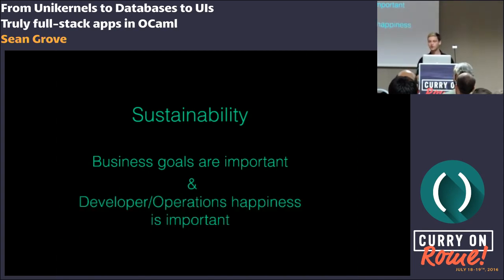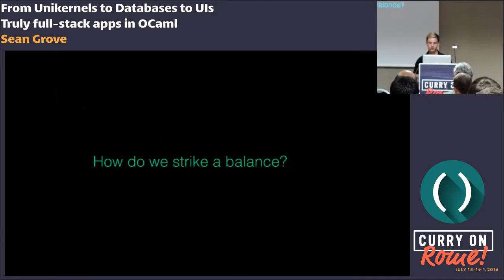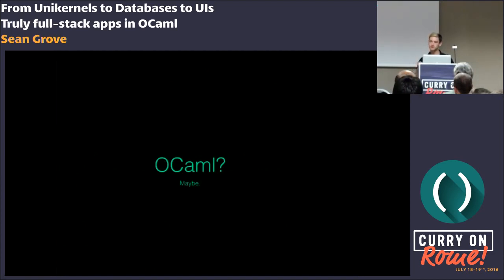But on the other hand, developer happiness and operations happiness is very important as well, right? We've all been in a code base that we are not very happy about, and it is a struggle. You can hear the timer ticking down for how long you're going to be at that job until you get into a better code base. So I try to figure out, how do we strike a balance? I think OCaml might fit an interesting spot in the space.